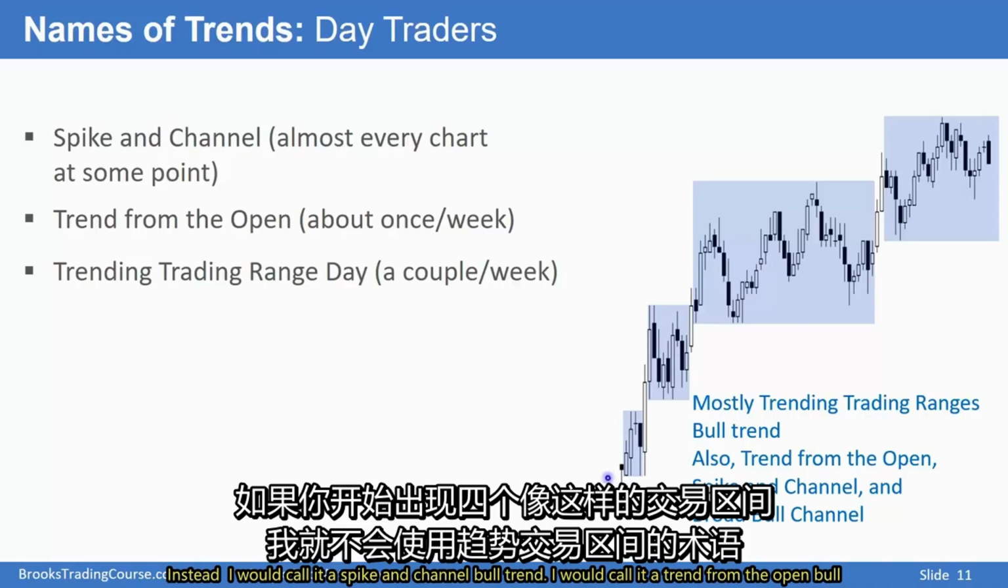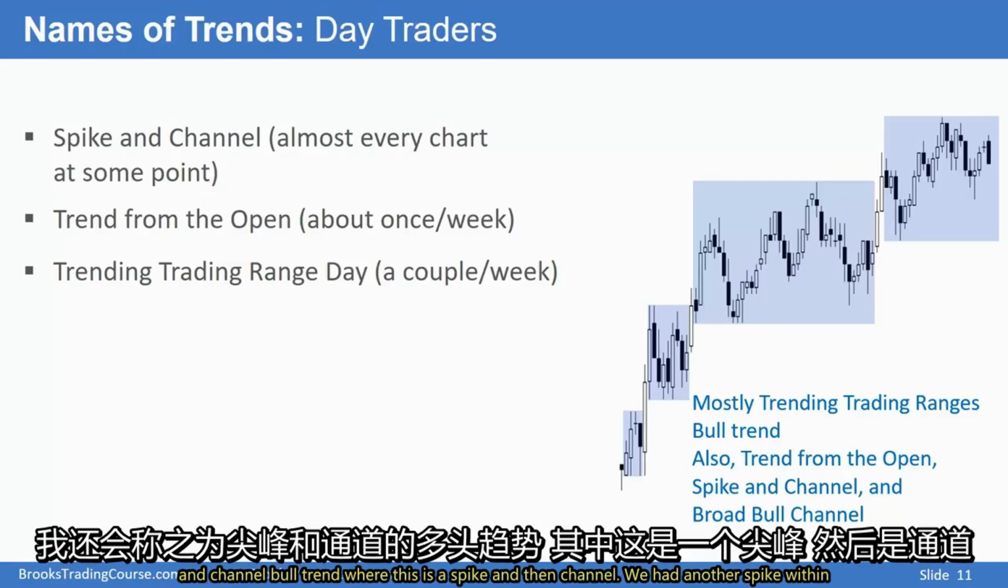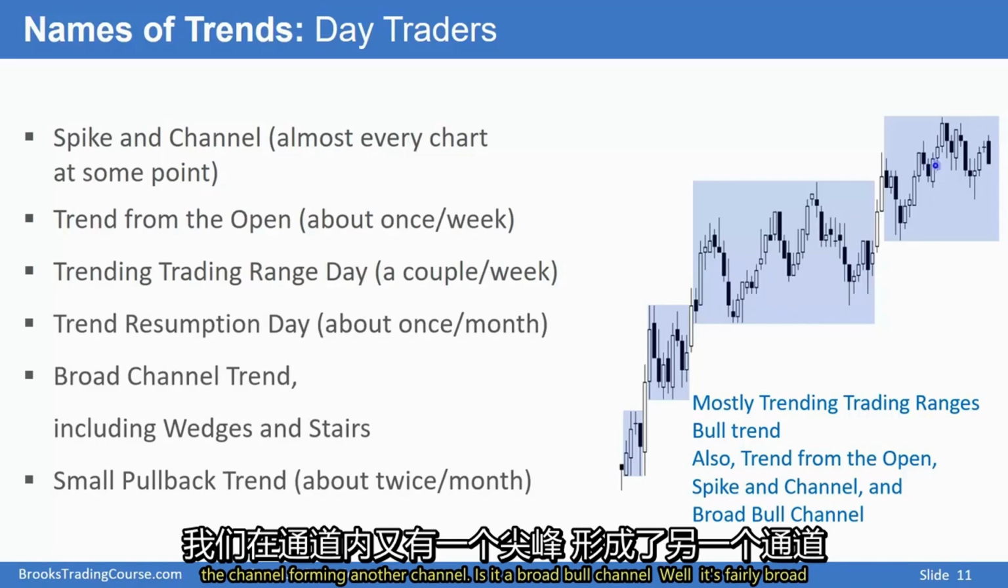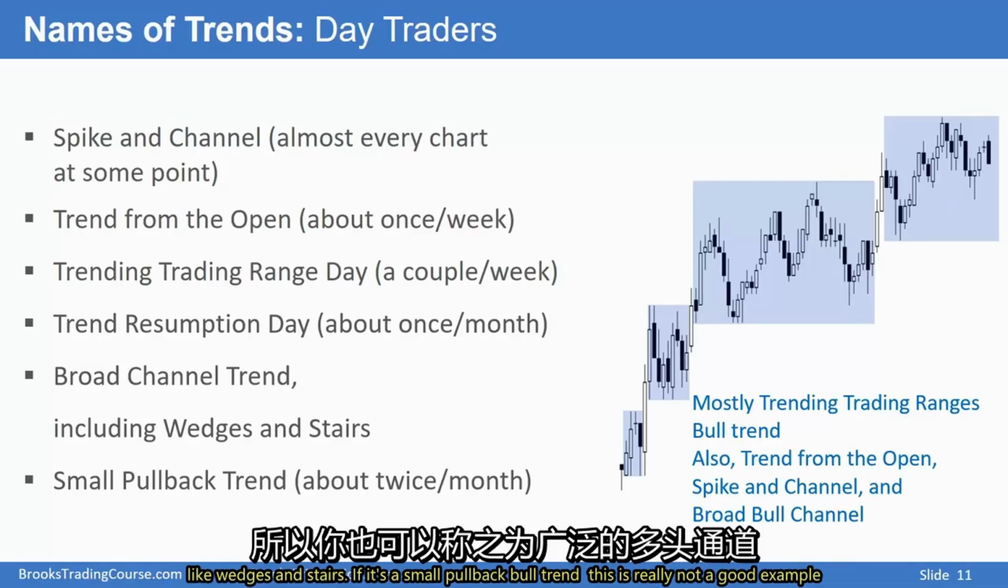I would call it a trend from the open bull trend. If this is the open, it clearly trended from the open. And I would also call it a spike and channel bull trend, where this is a spike and then channel. We had another spike within the channel, forming another channel. Is it a broad bull channel? Well, it's fairly broad, so you can also call it a broad bull channel. And there are other types of broad bull channels like wedges and stairs.